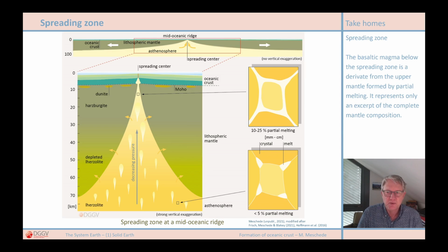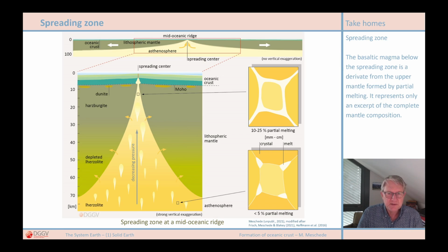Other parts remain solid. This then creates a melt that has a different composition than the mantle rock from which it comes. This is because some minerals prefer to melt under the pressure and temperature conditions at the top of the asthenosphere, while others remain solid and do not melt.